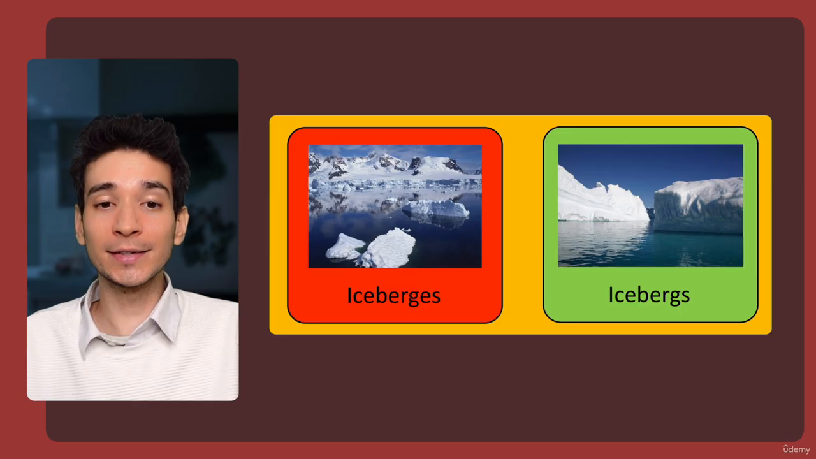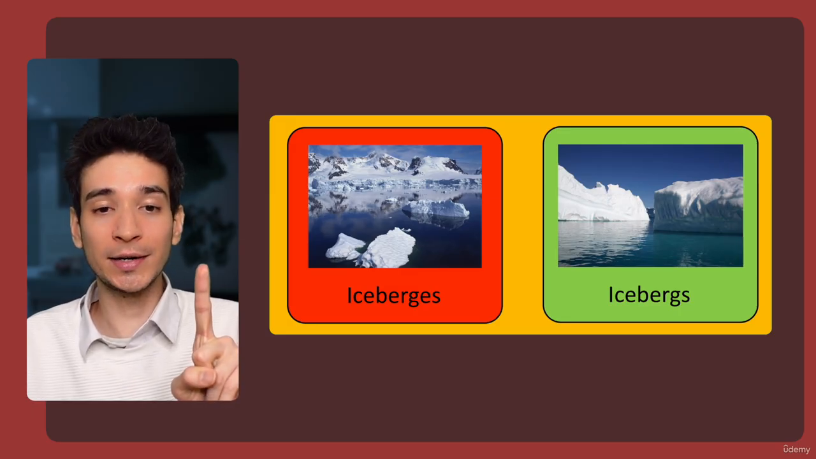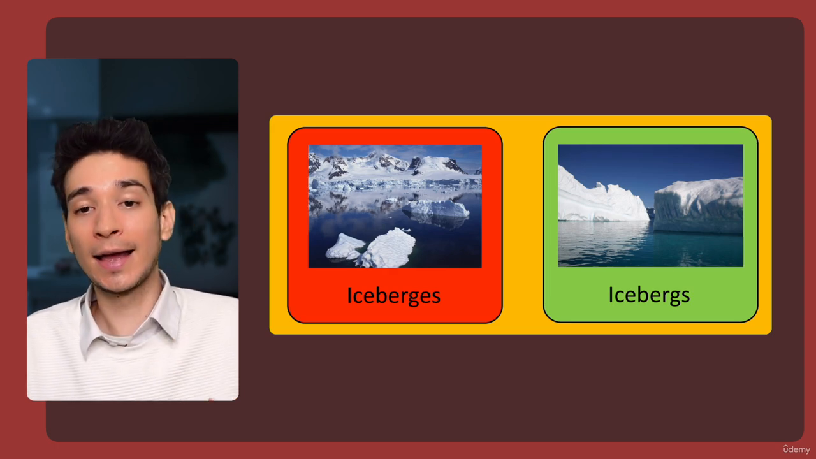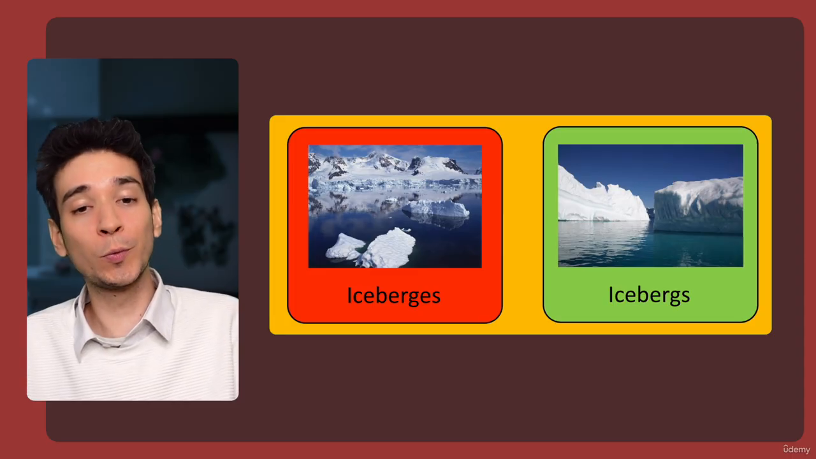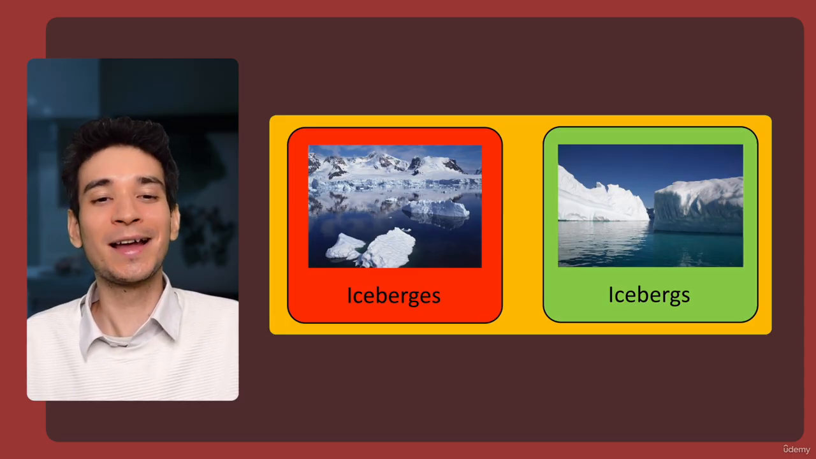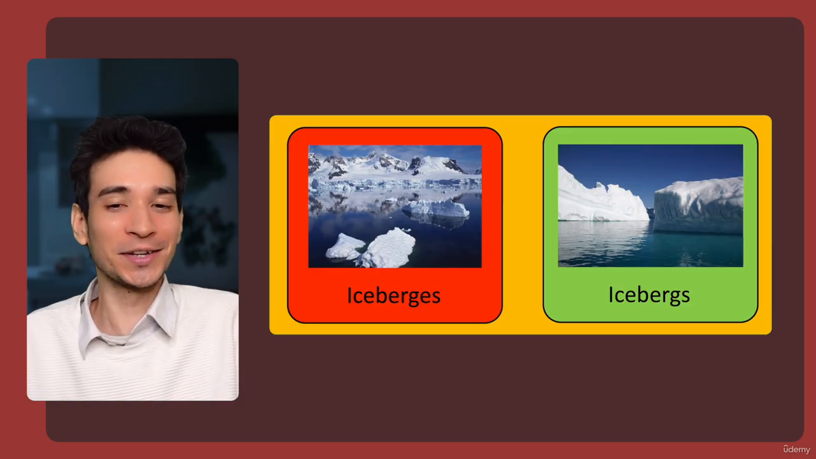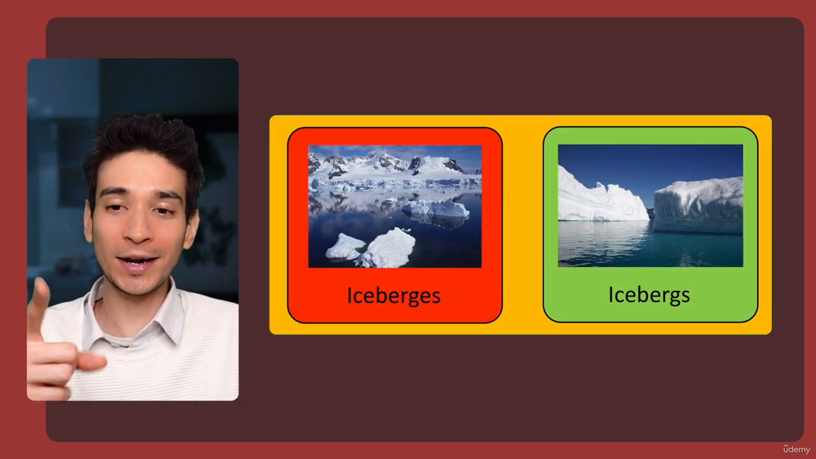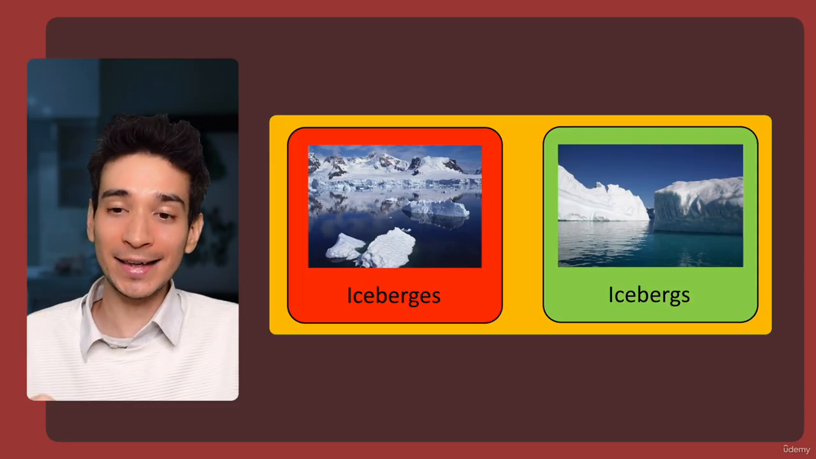And the next one is icebergs. So basically, one iceberg would be iceberg. And since it's a foreign word, we just add the letter S. Icebergs. But we would not say iceberges. That sounds really weird. Don't say that. Icebergs. Un iceberg, dos icebergs.